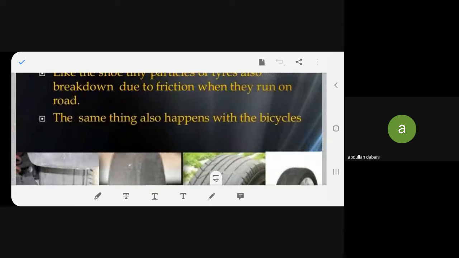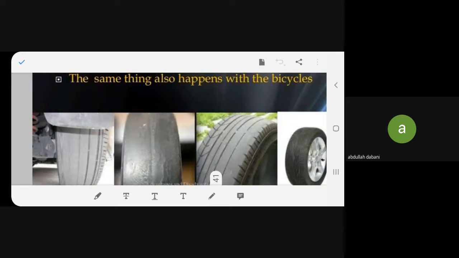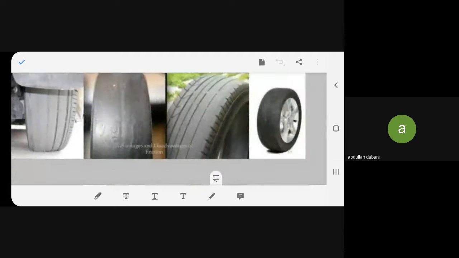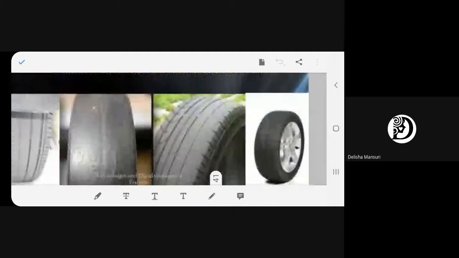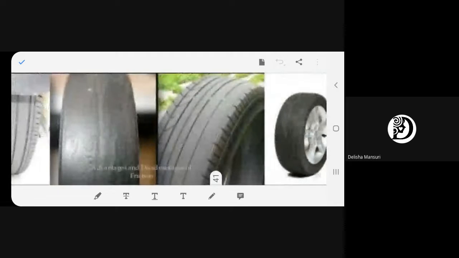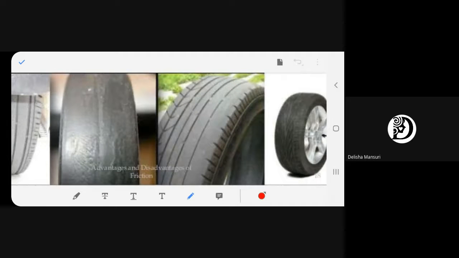The same thing also happens with the bicycle. You can see the tires over here. This much portion has become flat. You see this? Otherwise they were grooves like this. It's all gone. It's become flat. Can you see this? There are no grooves. It's become flat due to friction.